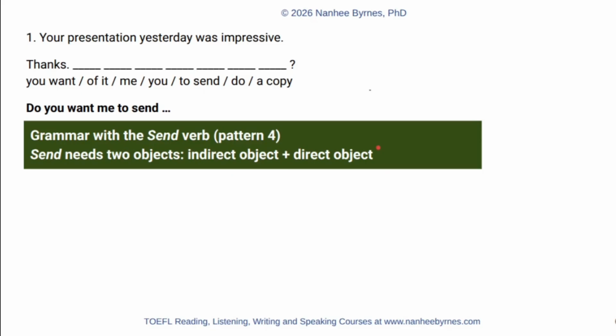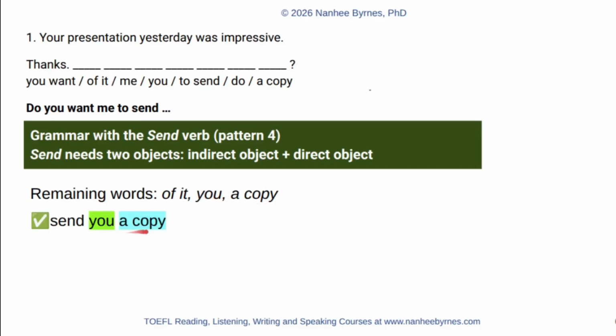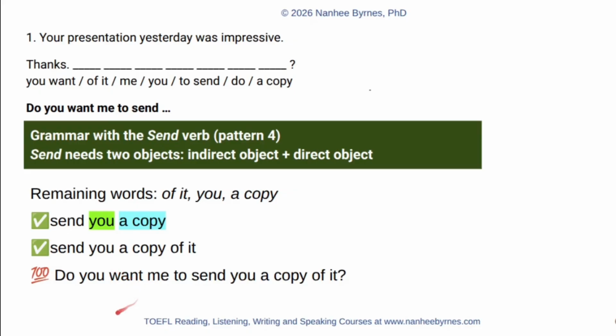I said send requires pattern 4. What do we have left? Of it, you, a copy. The indirect object should be you. The direct object should be a copy. Of it modifies a copy. So the final sentence is, do you want me to send you a copy of it?